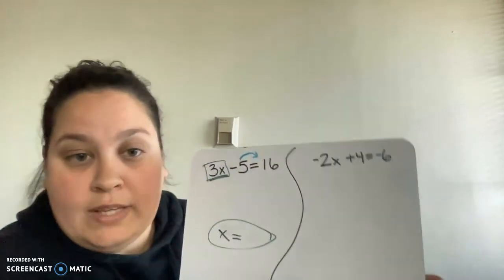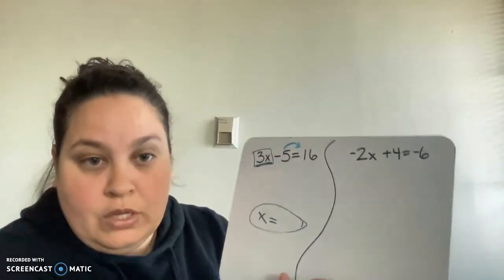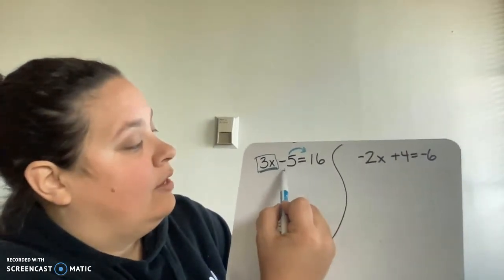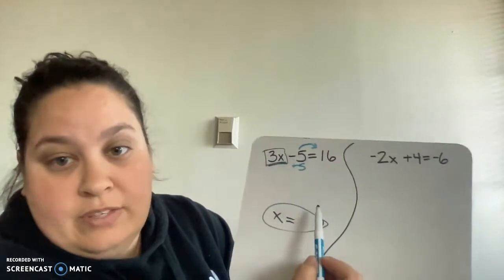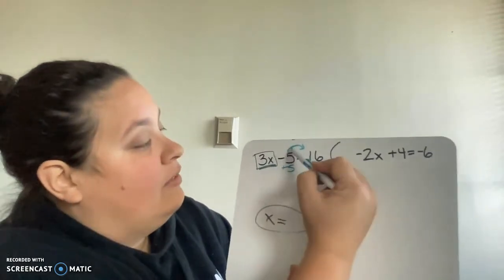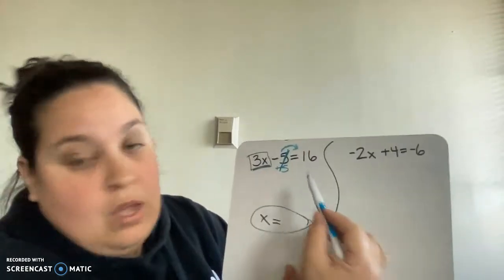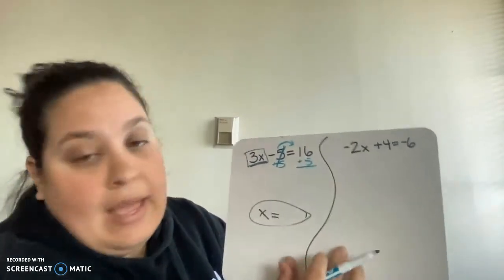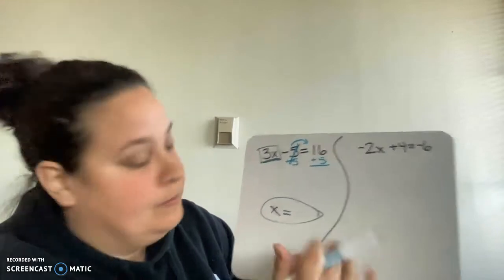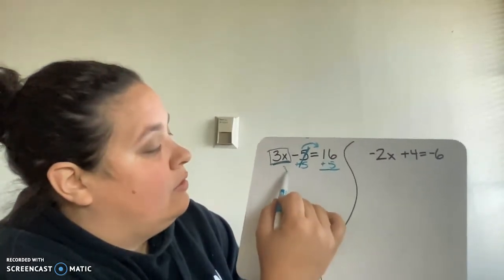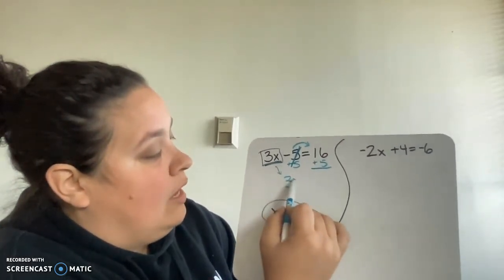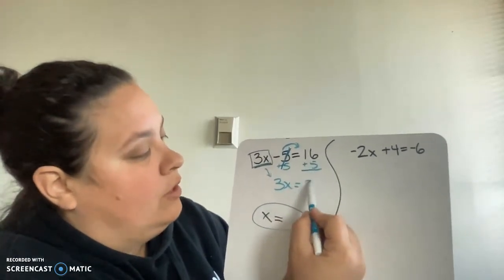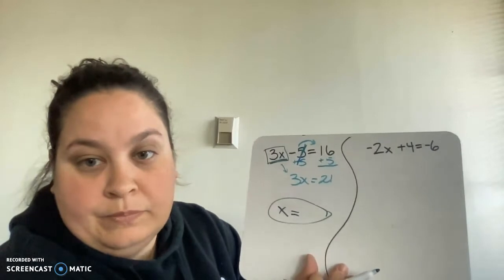Anytime we move it from one side to the other, we have to change its sign. The only way to get rid of a -5 is to add a +5 to that. -5 plus +5 is 0. What we do to one side, we have to do to the other. So I have to add my 5 to this side. So now I'm going to bring down this 3. So I have 3x equals, and then 16 plus 5, which is 21.